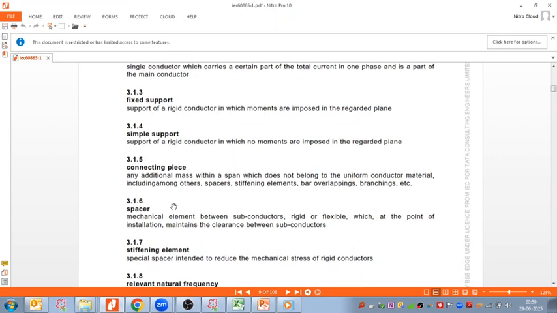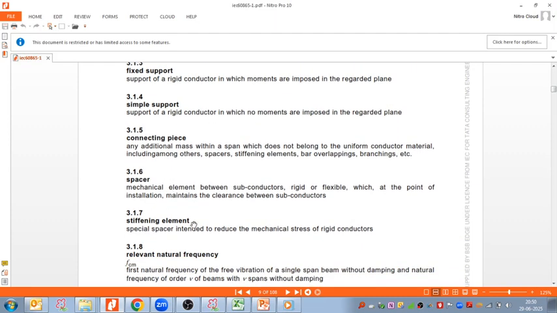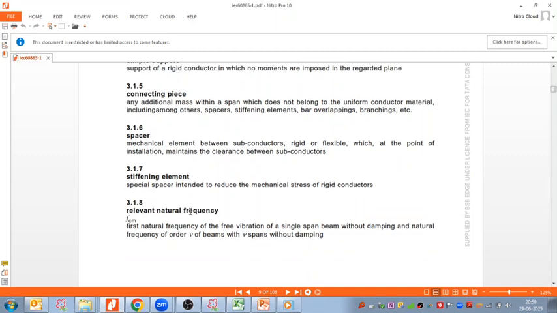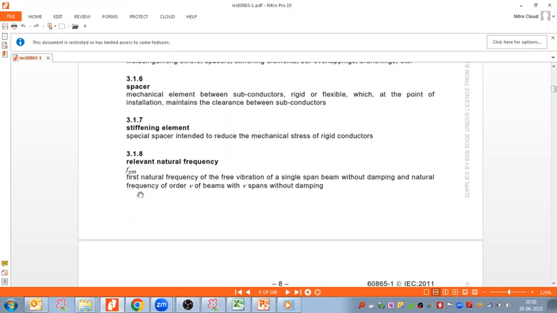Then fixed support and simple support, then connecting pieces, spacers. A spacer we use between subconductors to provide the required spacing. It is a mechanical element between subconductors, rigid or flexible, which at the point of installation maintains the clearances between subconductors. So clearances between subconductors we achieve with the help of the spacer. Stiffening element, a special spacer intended to reduce the mechanical stress of a rigid conductor. Relevant natural frequency of CM.